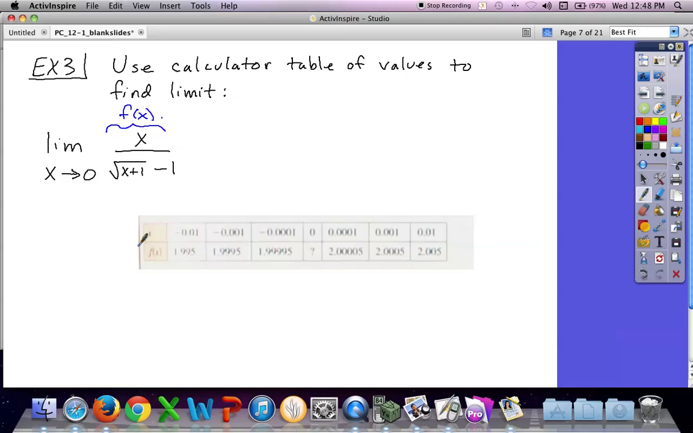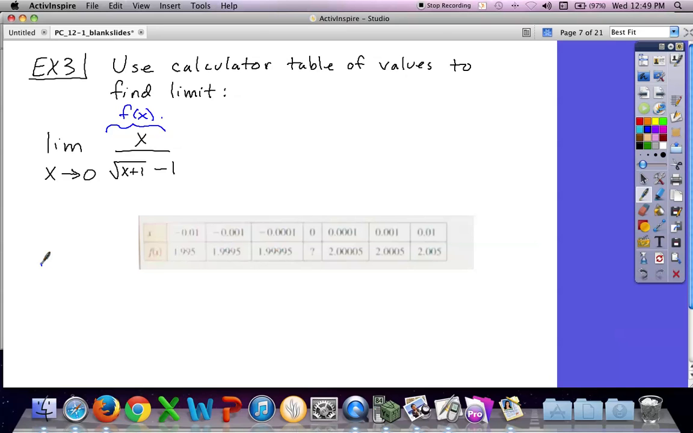What's happening to the value of the function as the x's get closer to 0? 1.995, 1.9995, 1.999. It's getting closer to 2. So what about if I come in from the other direction? 0.01, 0.001, 0.00001. That's getting closer and closer to 0. What's happening to the value of the function? It's getting closer and closer to 2, right?